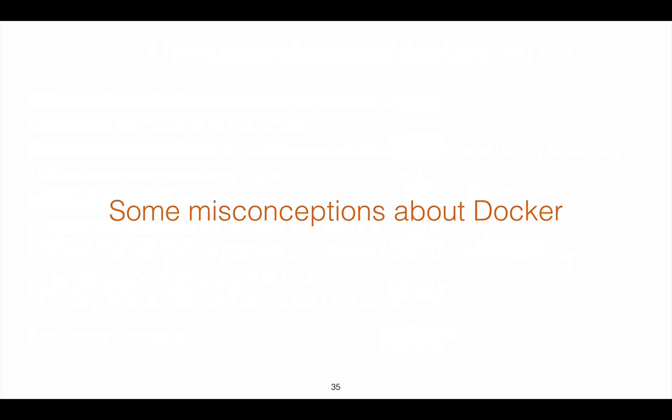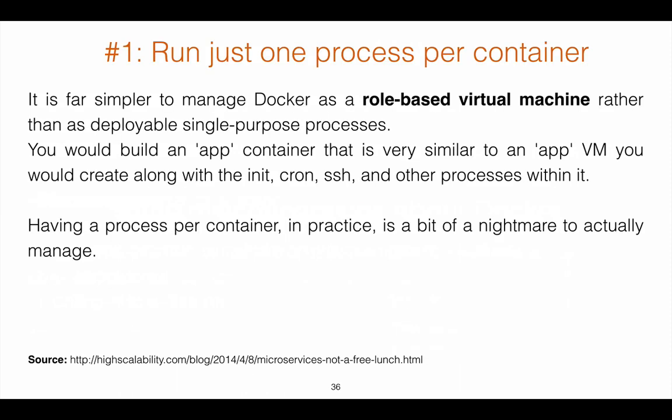There are also some misconceptions about Docker that we want to just diffuse. First, they tell you to run just one process per container. However, it is far simpler if you manage Docker very much like you would manage a role-based virtual machine. You just build an app container, very similar to an app VM, and then with the other processes.